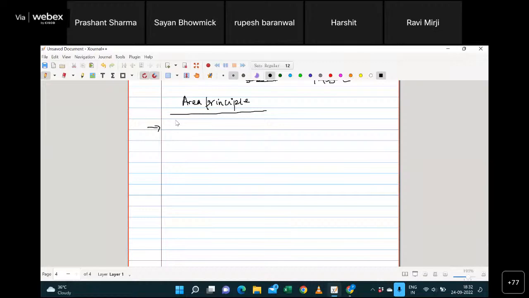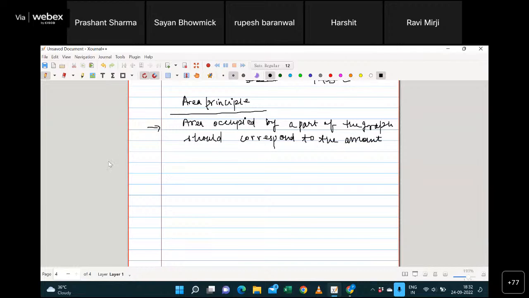Please, let me write it down. What is the area principle? The area occupied by a part of the graph should correspond to the amount of the data it represents. Okay.